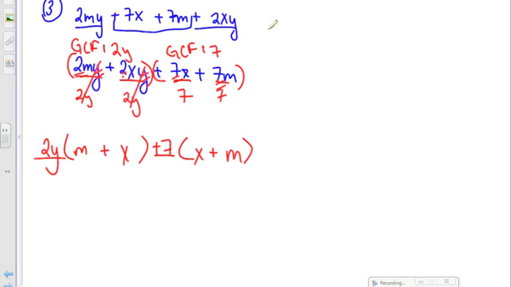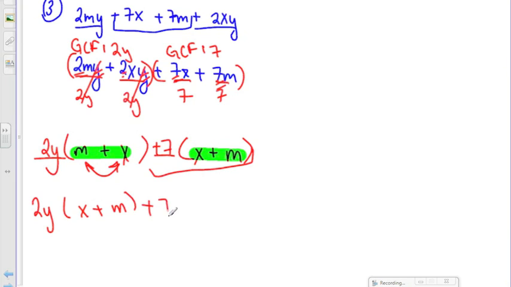So once again, we're to the step where we check our parentheses, make sure they're the same. Our first parenthesis has positive m plus x, and our second parenthesis has a positive x plus m. Good thing is this time their signs are the same. Bad news is that they're out of order again. So this doesn't need to be m plus x, it needs to be x plus m. So we'll just change around. So 2y times x plus m. And we'll drop down this whole second part as is. So plus 7 times x plus m.